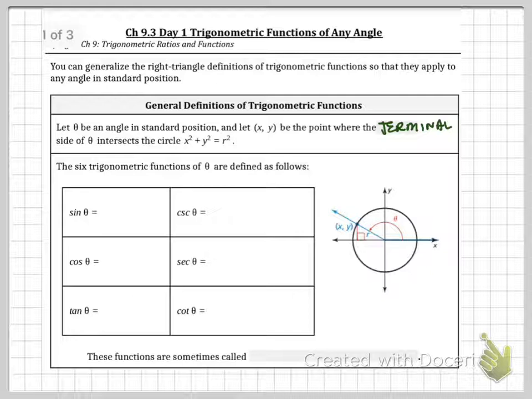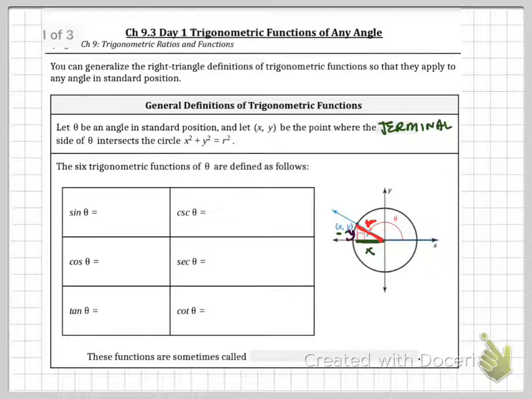Now let's go ahead and label our triangle on this right side. If we're looking at x and y, think about these coordinate points. So this piece here of the triangle is actually our x value. Then the y value will be this vertical side here. And then the radius is here. Okay, so there's our radius.